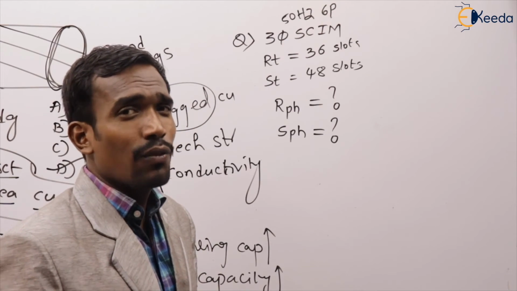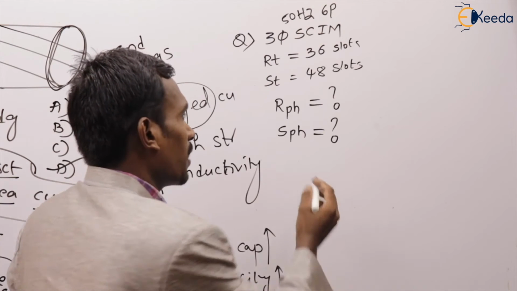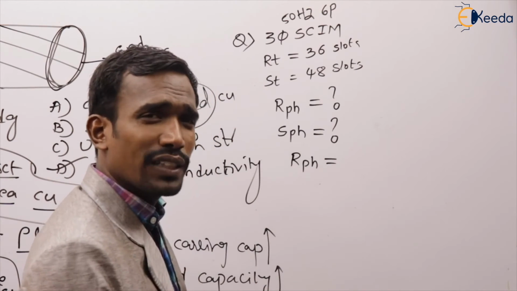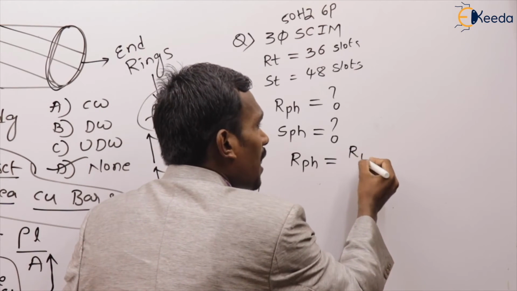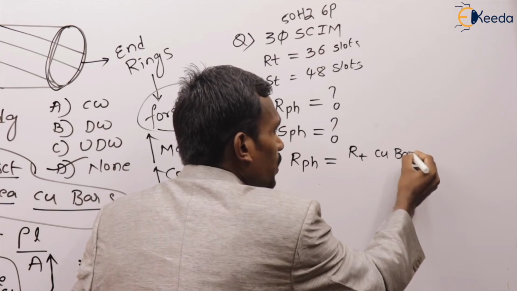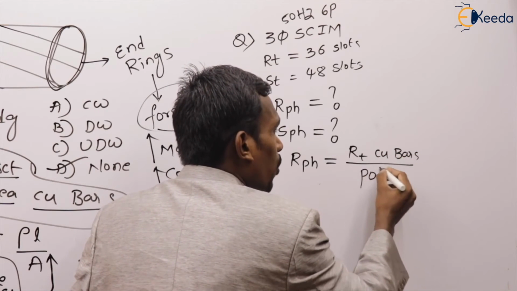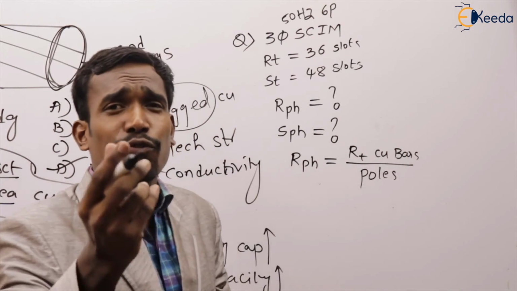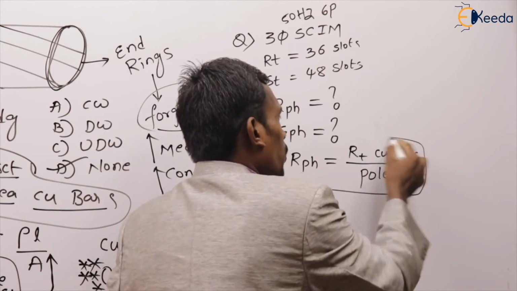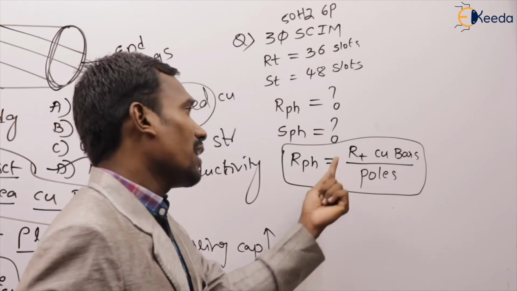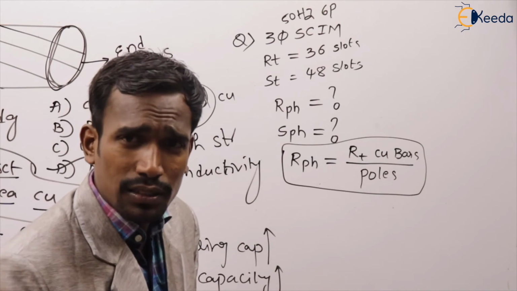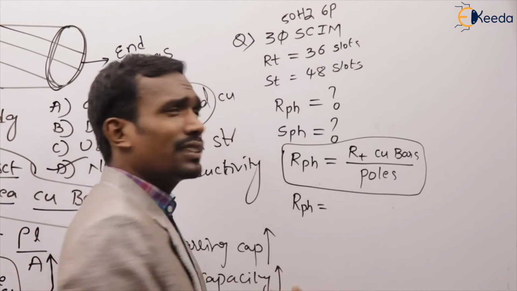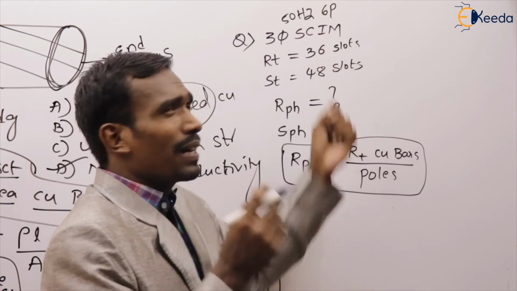How can we find this? We have a small formula. The rotor phases is equal to rotor copper bars divided by the number of poles. This is the formula. Now can you tell me the answer for rotor phases? How many rotor copper bars are there?